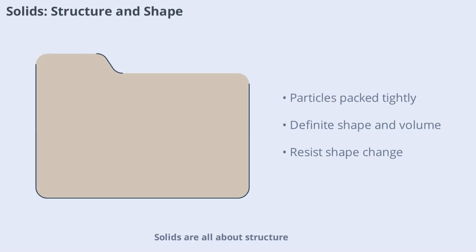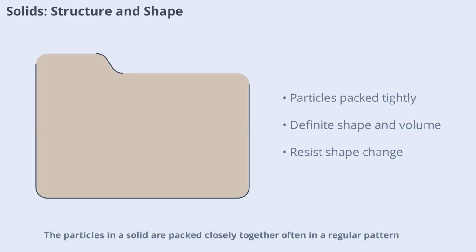Solids are all about structure. The particles in a solid are packed closely together, often in a regular pattern, which gives solids their definite shape and volume. Think about a brick or a wooden block. No matter where you put them, their shape doesn't change. This rigidity comes from the strong forces holding the particles in place. Solids can be hard like metal or soft like clay, but they always resist changes in shape unless a force is applied. This property makes solids ideal for building and creating stable objects in our world.